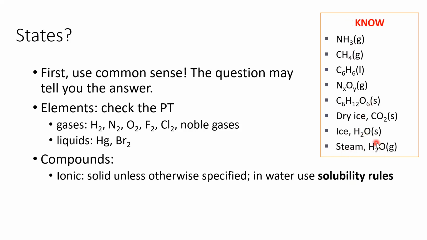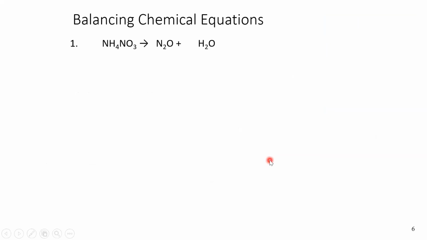We're going to see these often, so we should know which elements on the periodic table are gases, which elements are liquids, and the rest of them are solids. Most ionic compounds are solids unless it's specified otherwise. So let's look at balancing some problems.